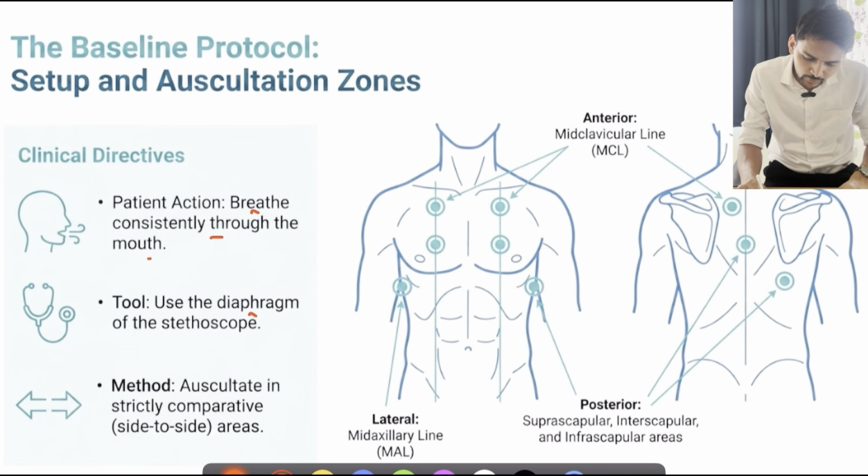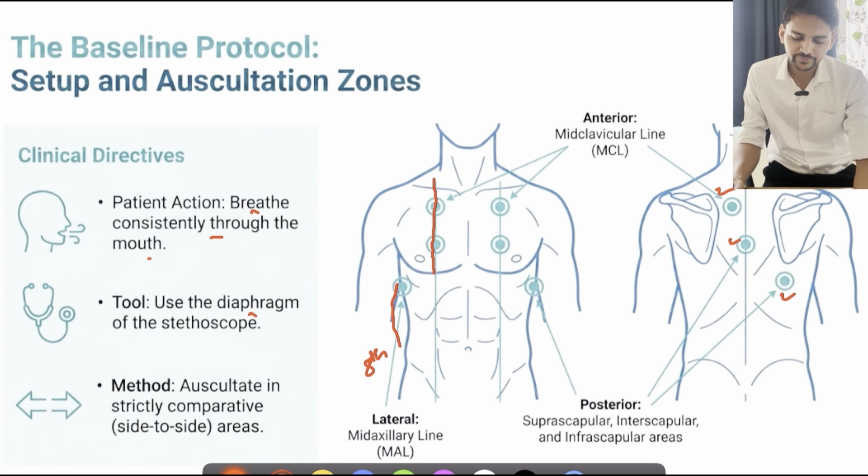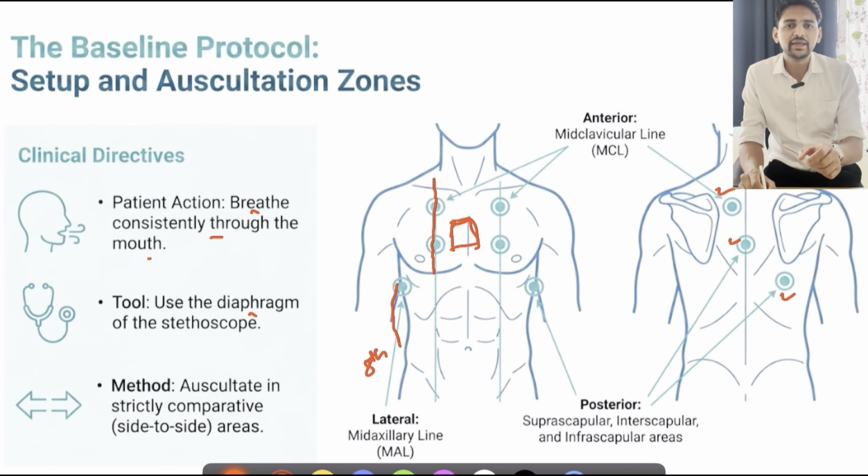Anteriorly, follow the mid-clavicular line till the 5th intercostal space. Then laterally in the mid-axillary line till the 8th rib, you can auscultate. And posteriorly, mainly the suprascapular area, interscapular area and infrascapular area, we will be auscultating. And remember, try to avoid the 2 to 3 centimeter area beside the sternum or any midline structures during auscultation.